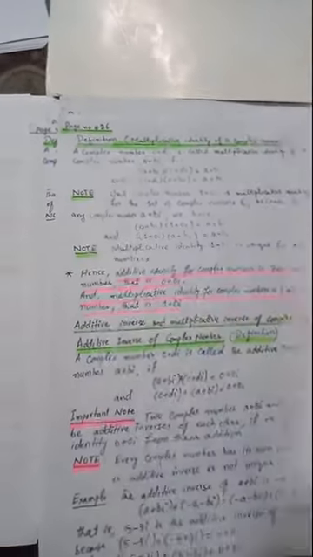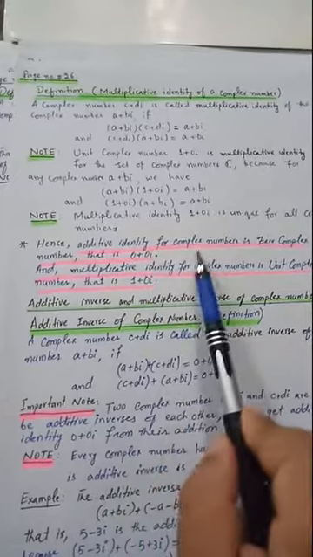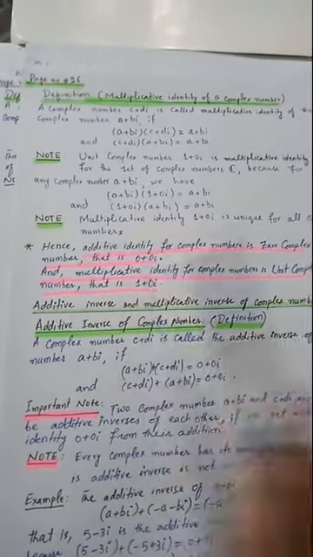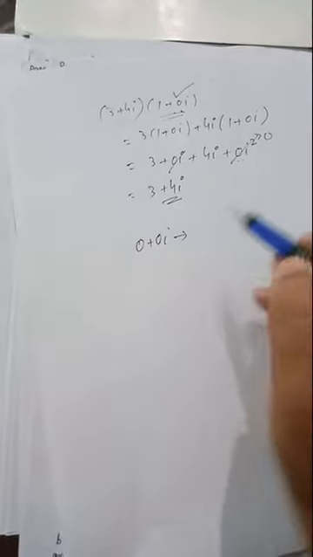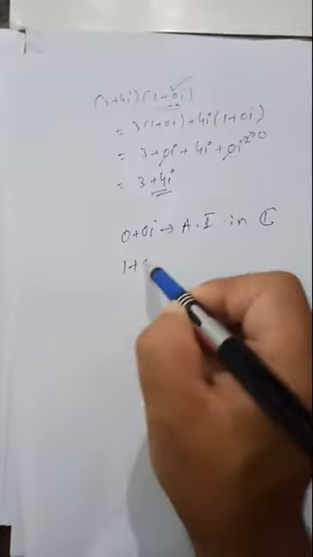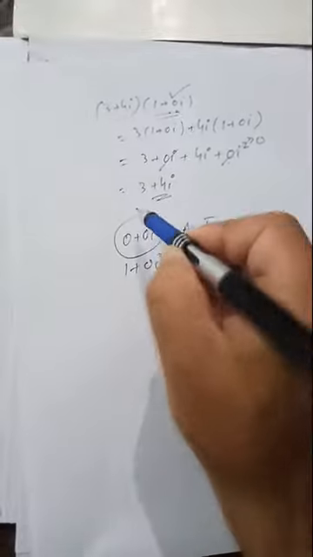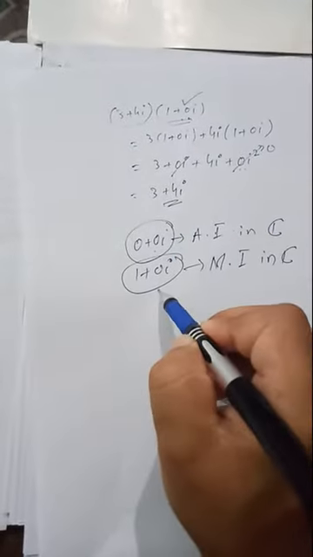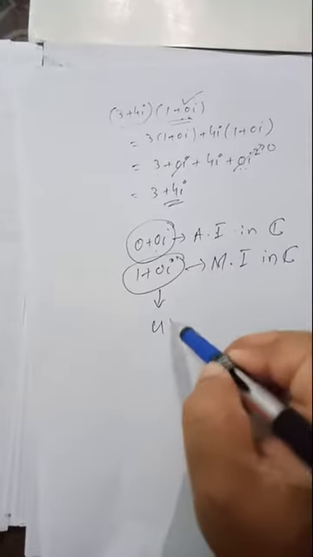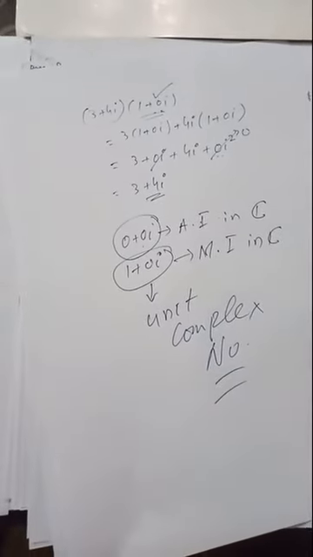Now moving towards the multiplicative inverse, which is very important. The additive identity for the complex numbers is the zero complex number. We discussed that 0 plus 0 iota is the additive identity in C, and 1 plus 0 iota is the multiplicative identity in C. This additive identity is called the zero complex number, and this multiplicative identity is called the unit complex number.